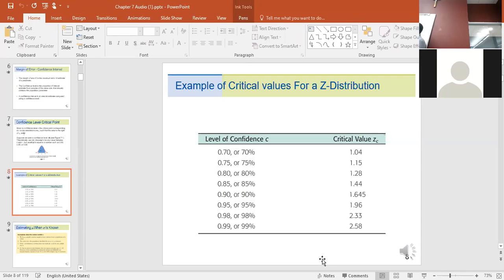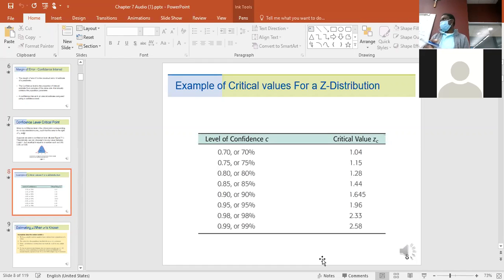If it is 99%, you have 0.01 divided by 2. It will be 0.005. Whatever it is, if it is 85%, the tail will be 0.15 divided by 2, which is 0.075. If it is 98%, the tail will be 0.02 divided by 2, which is 0.01, and you enter that into your calculator. So you can get this Z alpha over 2.